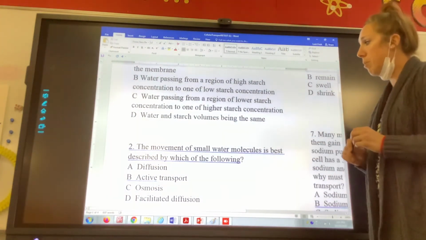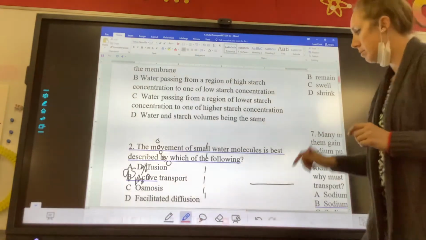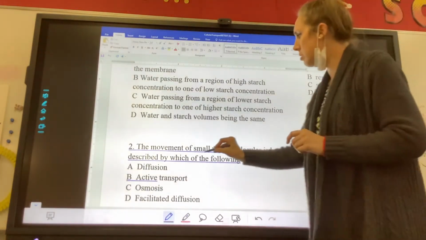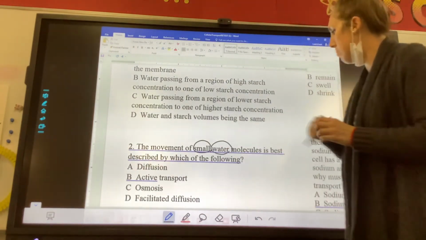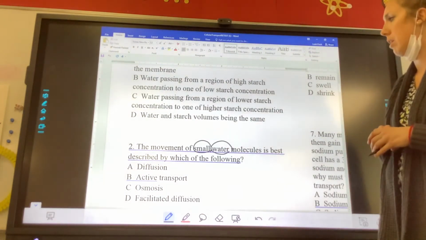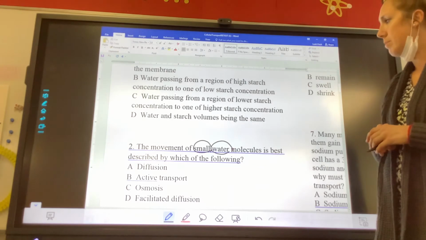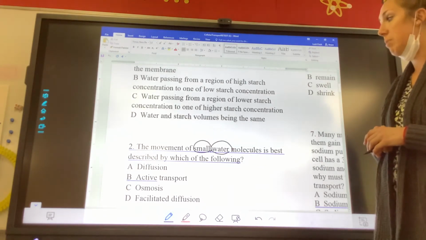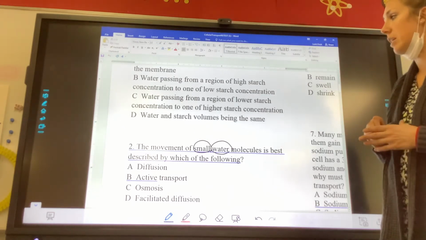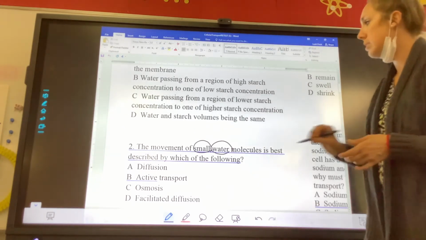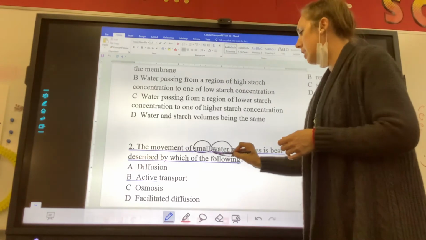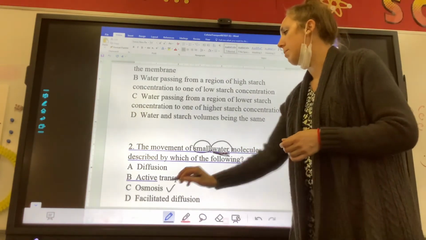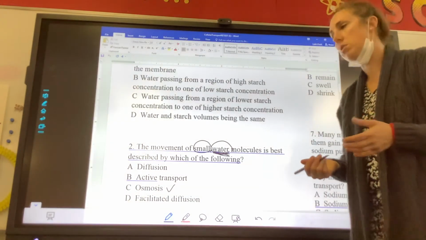The movement of small water. I tell you it's small and I tell you it's water molecules, so it is best described by which of the following? This is kind of a trick because I would say 2 of them could technically work, but we always say the movement of water is osmosis. It's the diffusion of water, but it's specifically called osmosis.